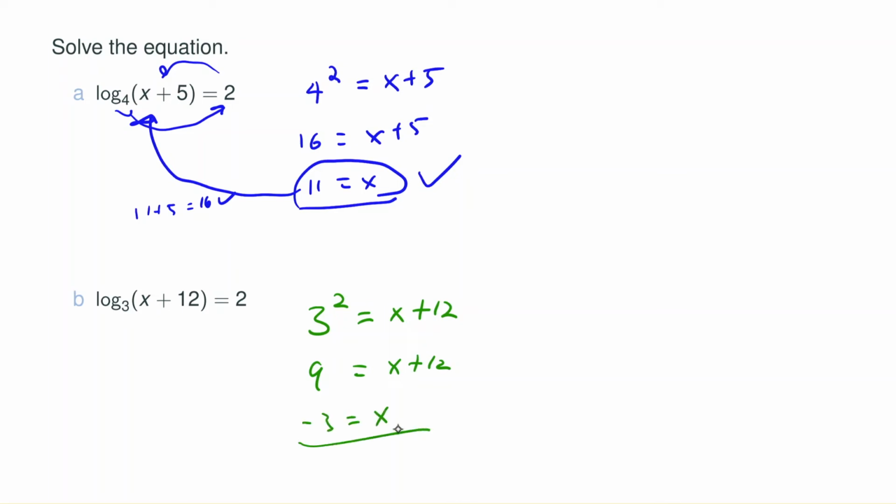X is negative 3. Now again, we have to check our answer. Can I plug negative 3 here, and this inside of the log still stays positive? Well, negative 3 plus 12 is 9. It's positive, so that's okay. So this is a solution. So we always have to check solutions for log equations when we have a log in the given equation.